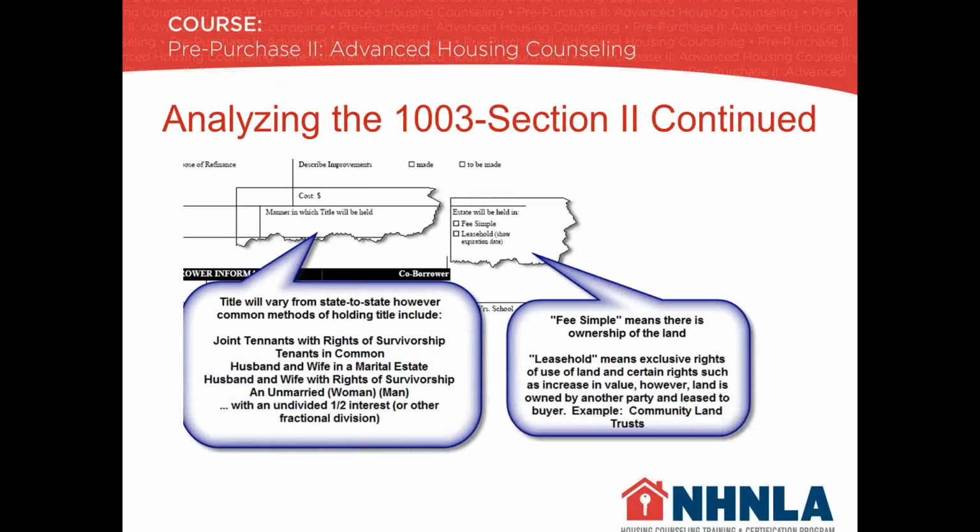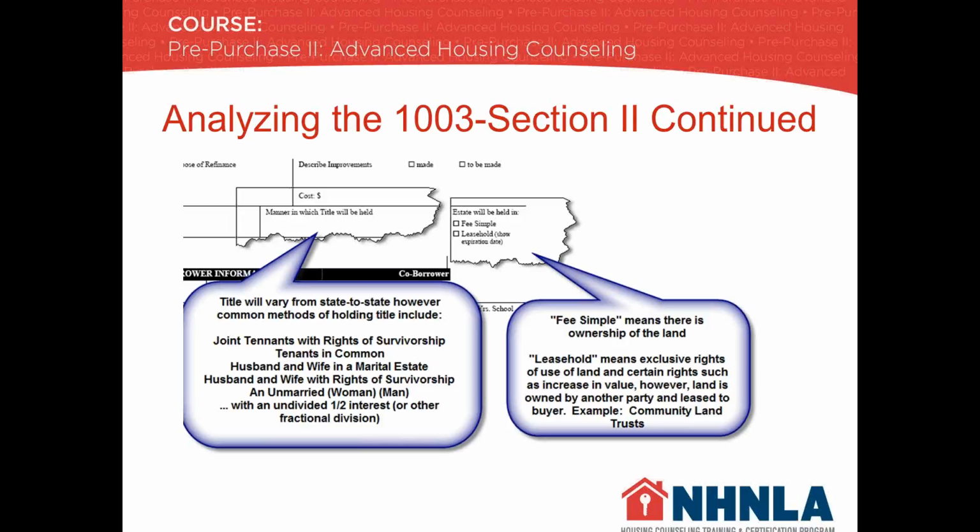Now, as far as how the property is going to be held, the reason it can be different from state to state is that different states have different methods of how you can hold title. So we've got them listed here. There's the joint tenants with rights of survivorship, tenants in common, husband and wife in a marital estate, husband and wife with rights of survivorship. There also could be an unmarried and two parties with an undivided interest. And so you'll see it 50-50 or 25-75. The percentages will be identified here.